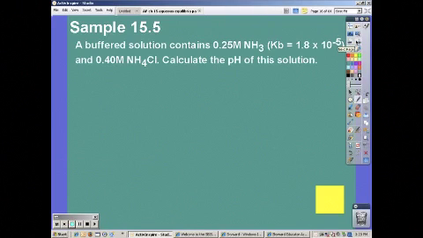Alright, on this one we have NH3 and ammonium chloride. It's the exact same thing except we have a base. Remember that the equation is pKa, not pKb, so you have to find your Ka before you can plug it into your equation. So we have ammonia, which is a base, and ammonium chloride, which is its conjugate acid.